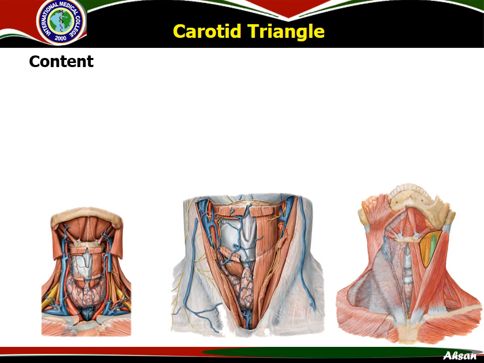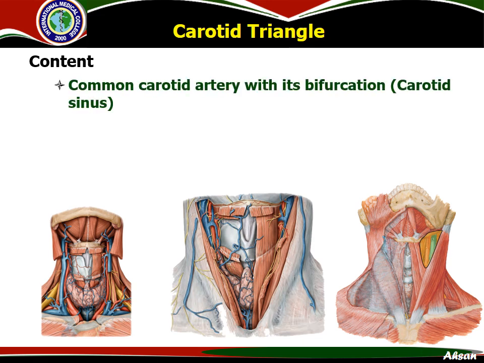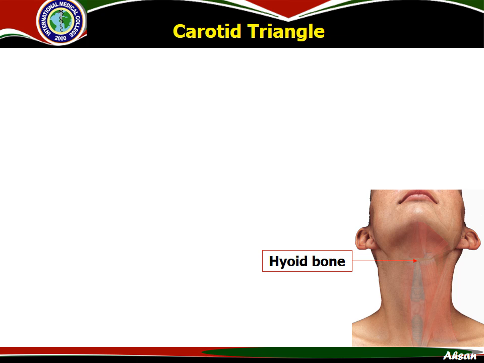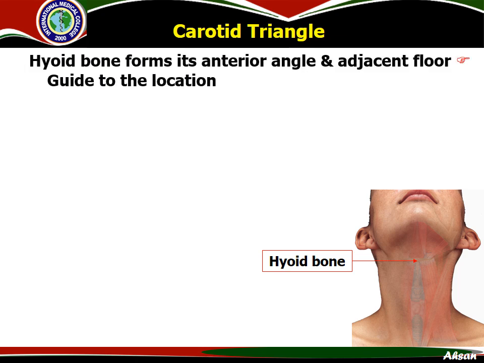This triangle contains some important structures, especially important for the clinicians. The common carotid artery with its bifurcation, the internal jugular vein, glossopharyngeal, vagus, and hypoglossal nerves. The carotid triangle is a significant area for the clinicians.